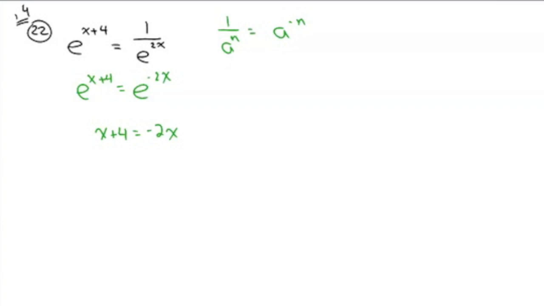So, how do you solve for x? Add 2x. You get 3x plus 4. Why would you do that? I don't know, but that's what they said to do. So you get 3x is equal to negative 4, and x is equal to negative 4 over 3. Personally, I would have subtracted x from both sides, but it doesn't matter. So x equals negative 4/3.